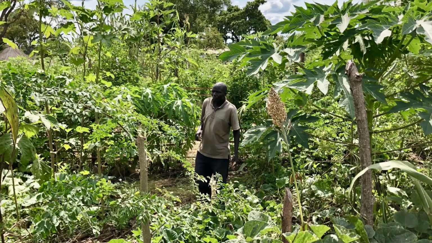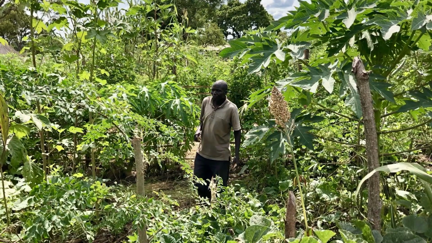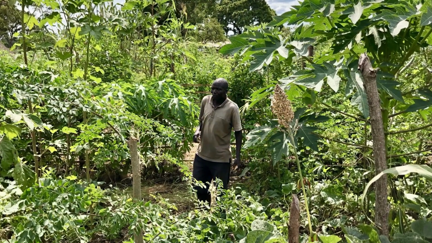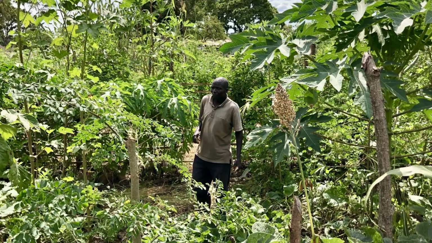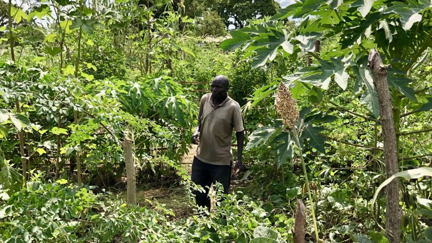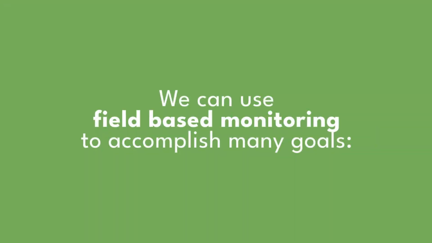Field-based monitoring involves carefully observing the garden and determining how plants are responding to its design. Systematically monitoring, or monitoring on a regular schedule to observe and record changes on specific points, helps us to pinpoint areas that are working well and areas that need improvement. We can use field-based monitoring to accomplish many goals.